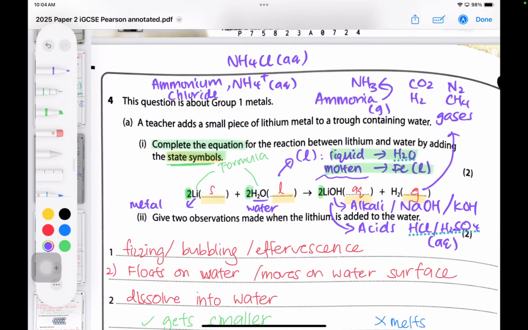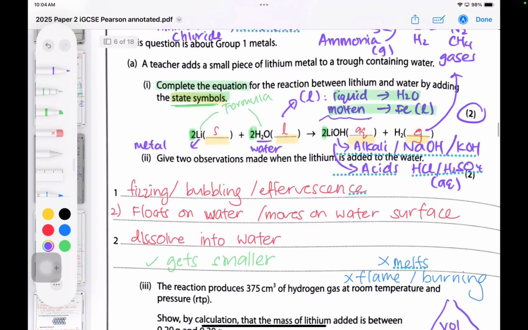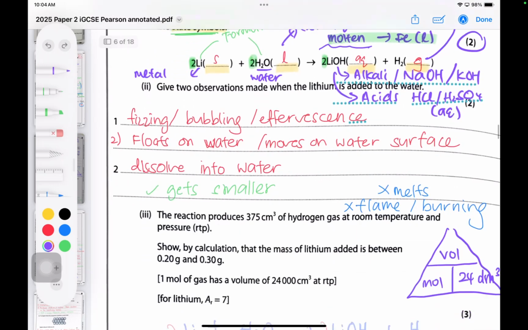So that is how we accomplish a 2 marks state symbol question. This is 2 marks, which basically means if you get any 2 correct, you get 1 mark here. All right, moving on to the next part.